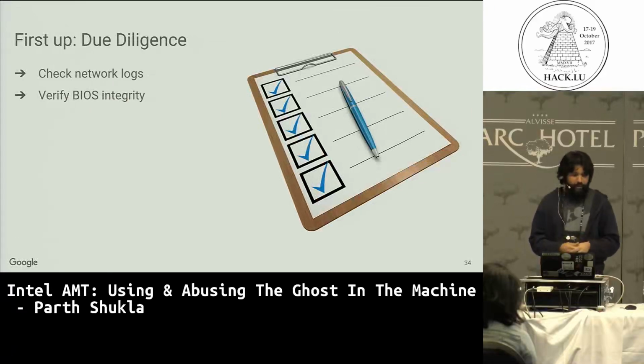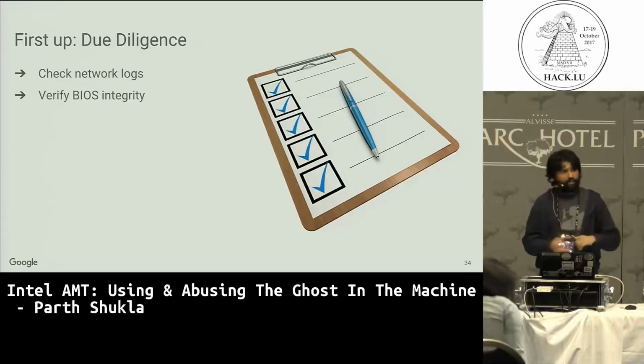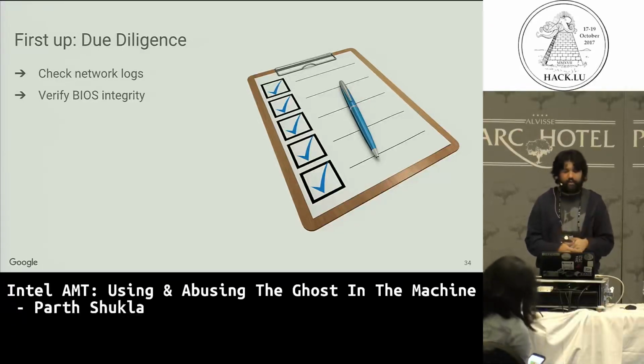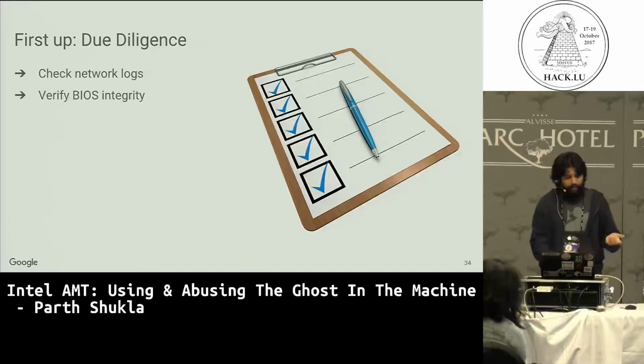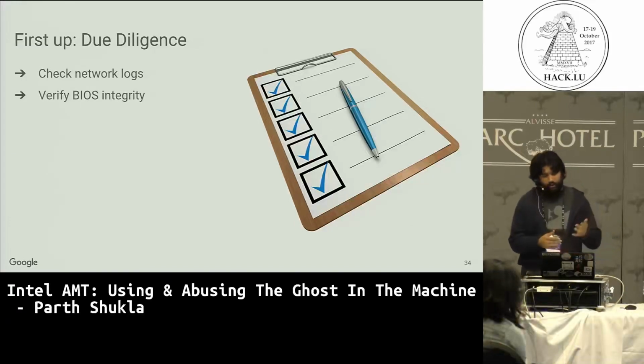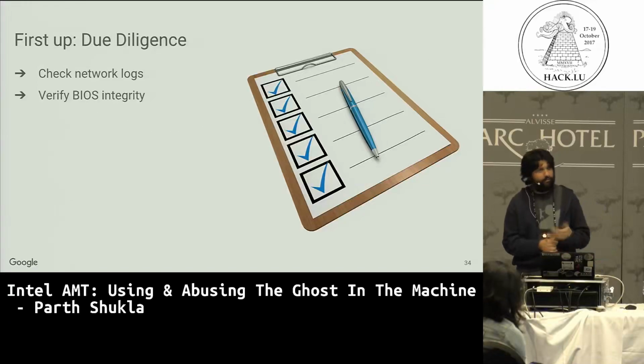So first up, we did due diligence. A colleague checked network logs for everyone who had ever talked to any of the AMT ports on that machine. The answer was, everything looks good. There's nothing suspicious. All the internal people on internal IPs. I collected a BIOS dump using GRR. If you don't know GRR, GRR is Google's incident response tool. It's open source, so it allows you to collect BIOS dumps. So I collected a BIOS dump from that machine.